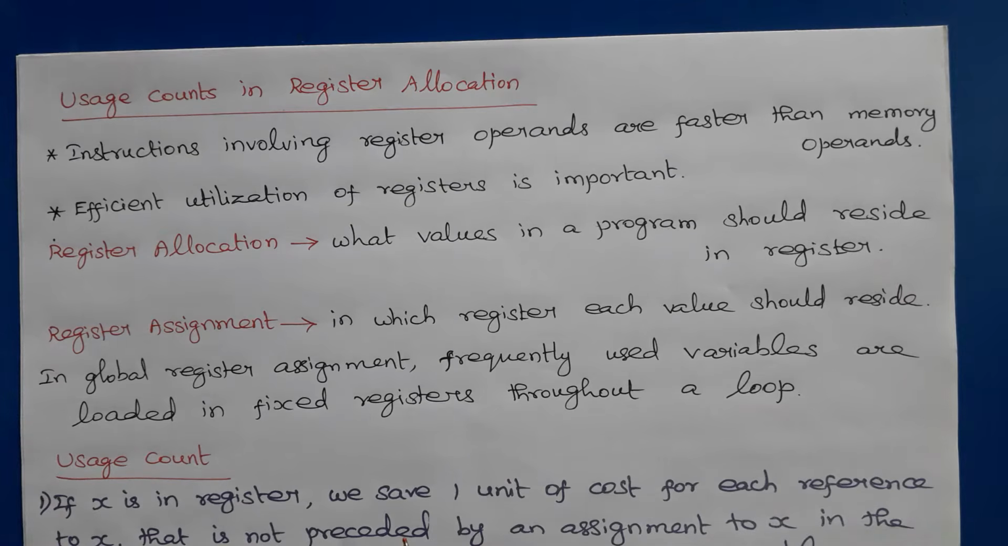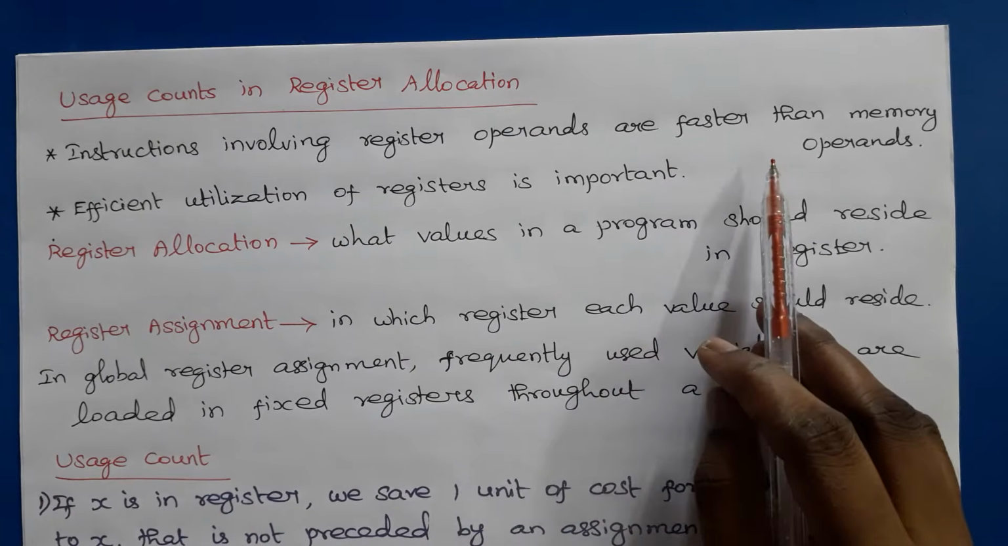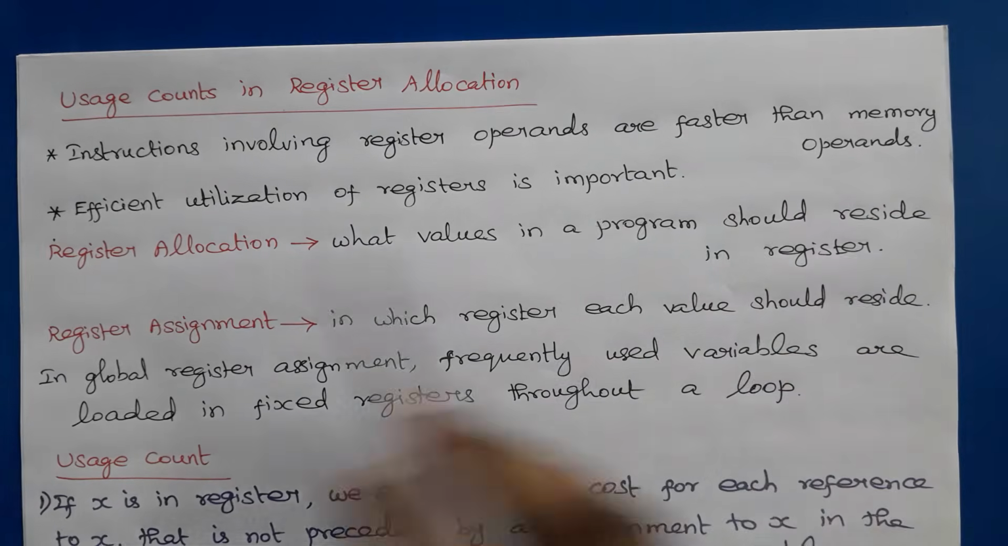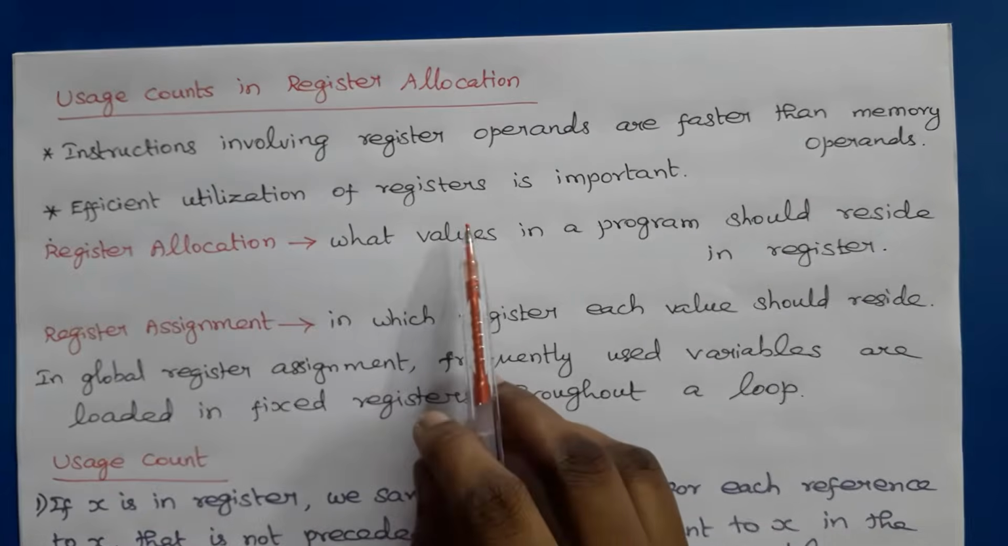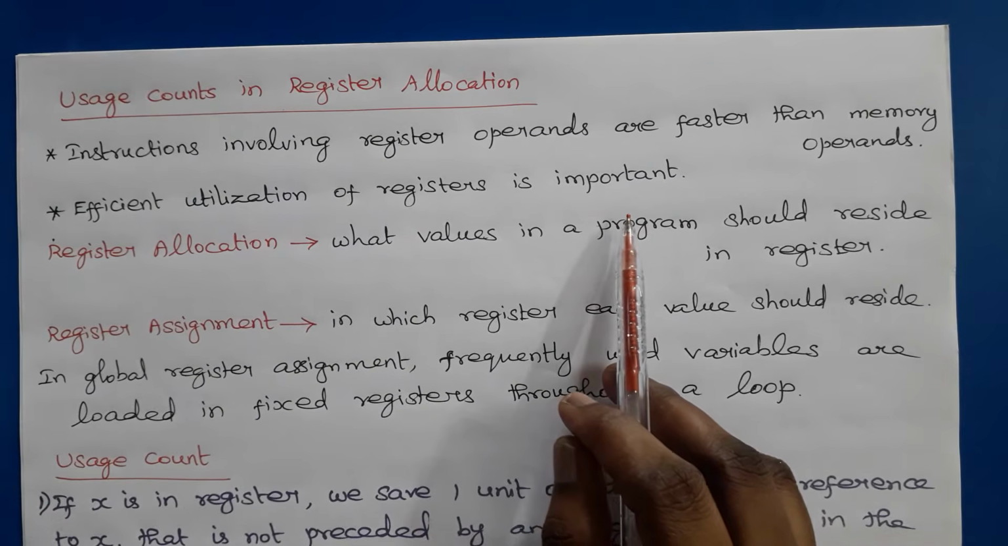Hello all, in this video we are going to discuss usage counts in register allocation. Instructions involving register operands are normally shorter and faster than those involving memory operands. So, efficient utilization of registers is an important task in code generation strategy.